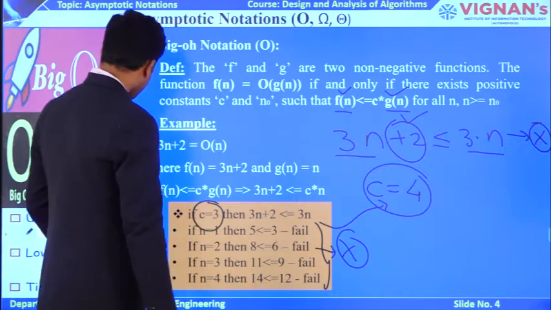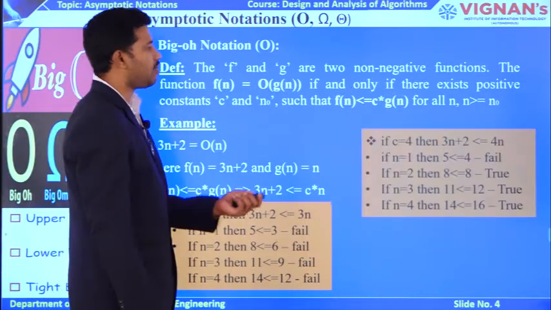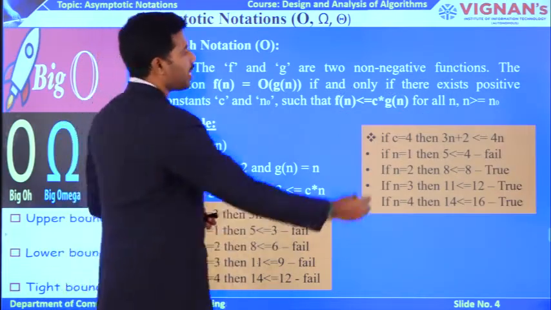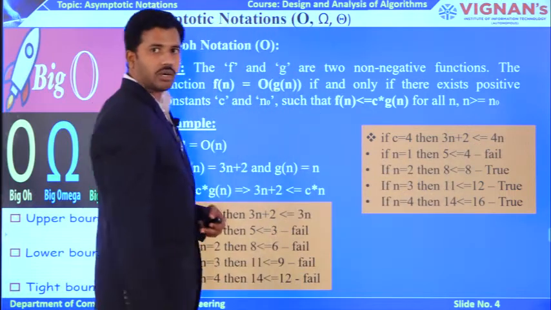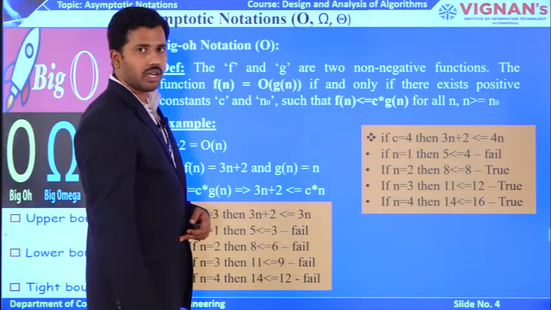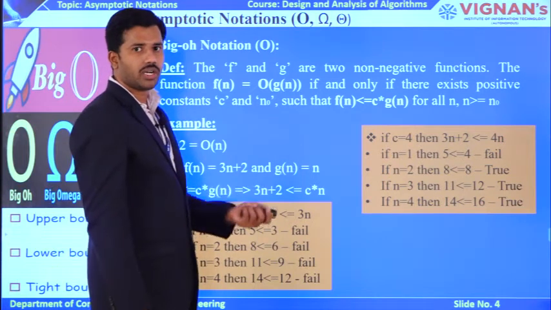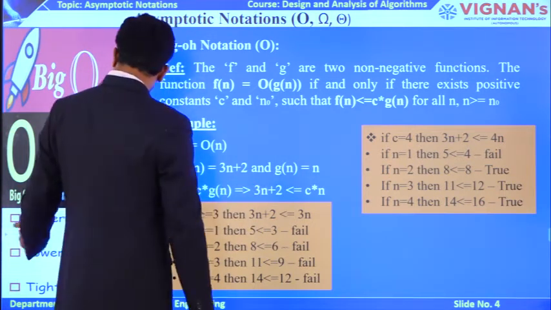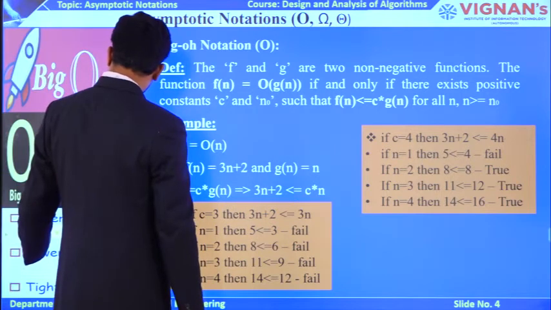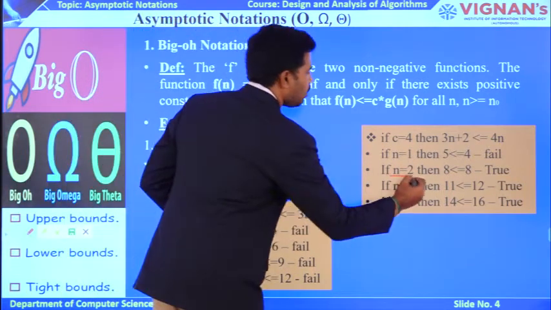If you consider C value equal to 4, my relation becomes 3n plus 2 less than or equal to 4 into n. Now, to satisfy this equation, you try to find out the n value. Now, you take n value equal to 2.